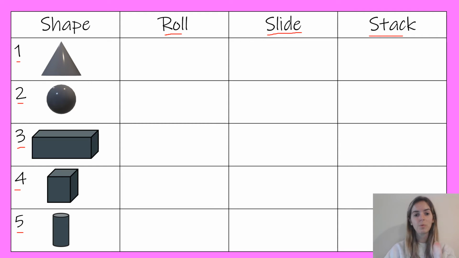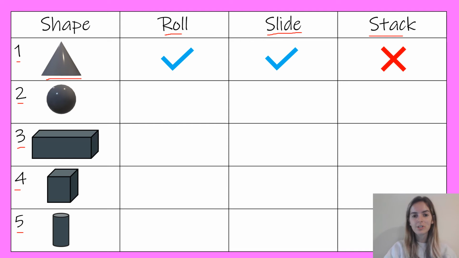So I can see number 1 is my cone. Can it roll? It can roll. If you push it, it will roll because remember it's got the curve around the outside. Can it slide? It can slide. Now if we have our cone just like this, where it is on my picture and the flat surface is on the bottom, if we push it, it will slide. Can it stack? No, it cannot stack. We could not put another object on top of it without it falling down.